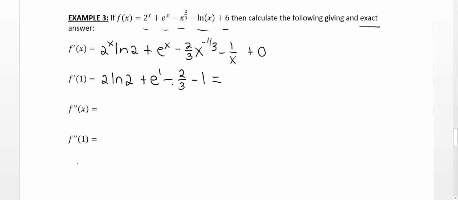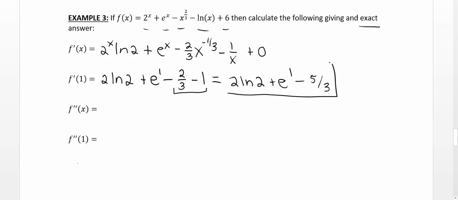Now the only thing I'm going to do here is I'm going to combine my two constants. So the first term stays 2 natural log of 2 plus e to the 1. And I have minus 2/3 minus 1. So that's going to give me minus 5/3. So my final answer in an exact form looks like this. I don't have to write the 1 power of e. I could just write e and it would be the same thing. But here I'm writing it just so I remember that it's no longer a function and it's now a number.